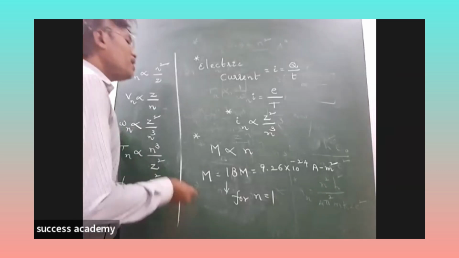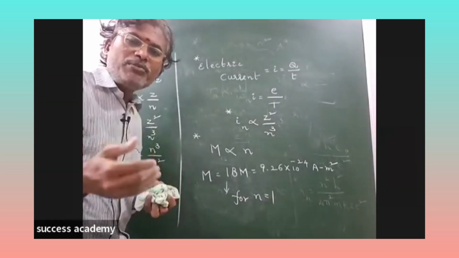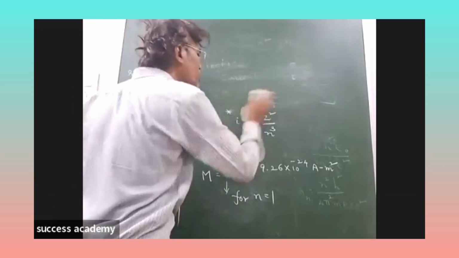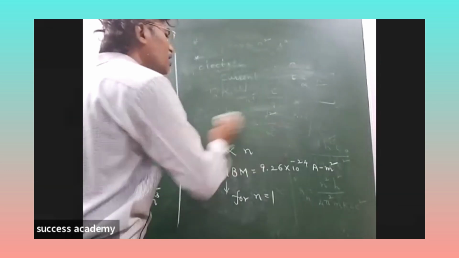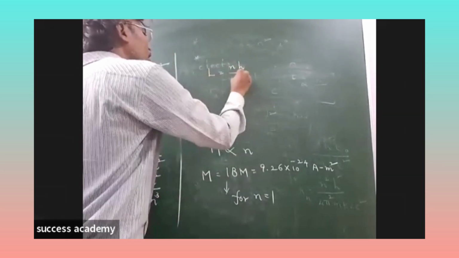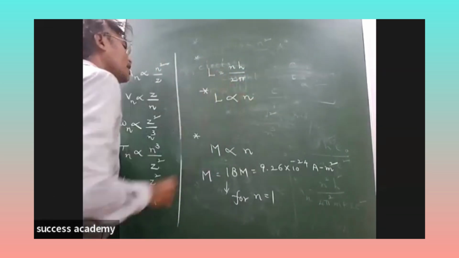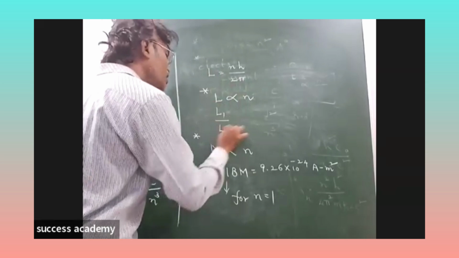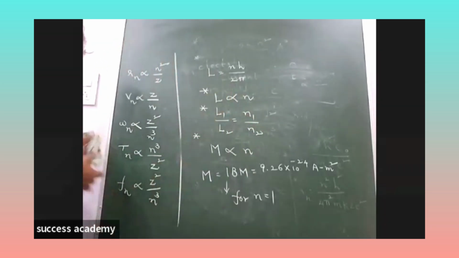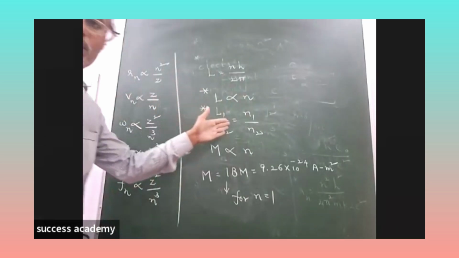Next, the angular momentum of the revolving electron. The angular momentum of the revolving electron in the nth orbit is also directly proportional to n. As you know from Bohr's postulates, L is equal to nh by 2 pi. H is constant, 2 pi is constant, so simply L is proportional to n. With that, L1 by L2 is equal to N1 by N2. This is also another formula for that.